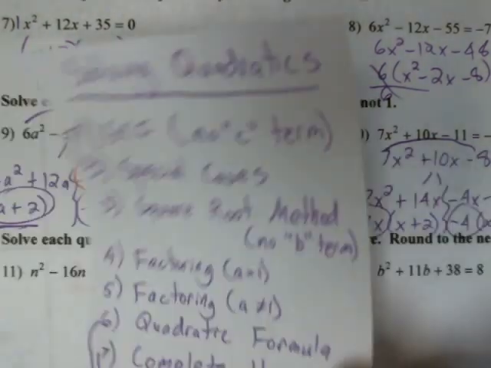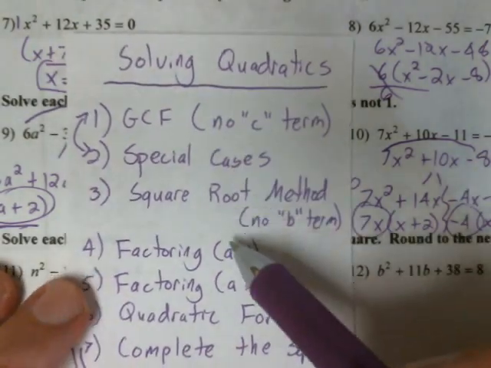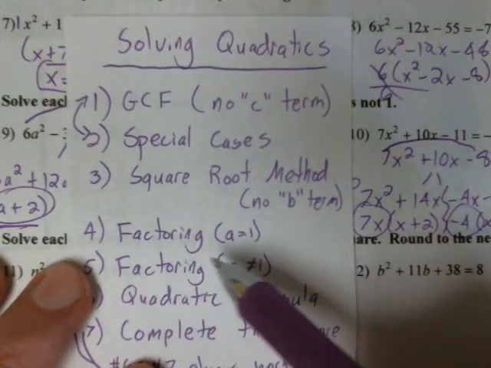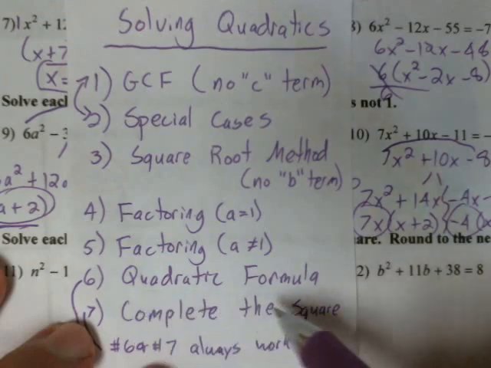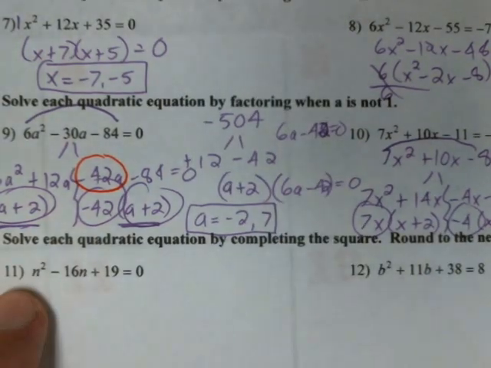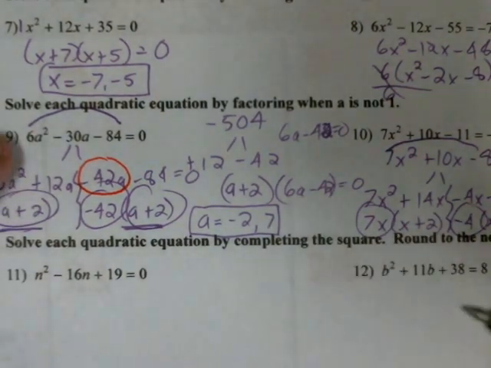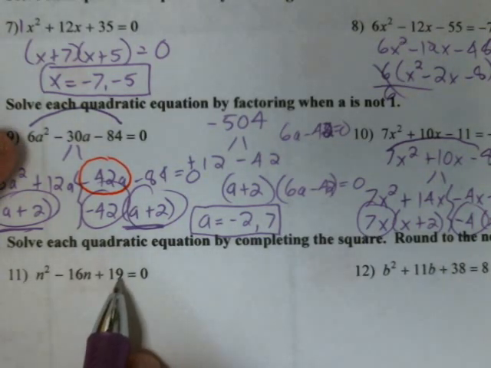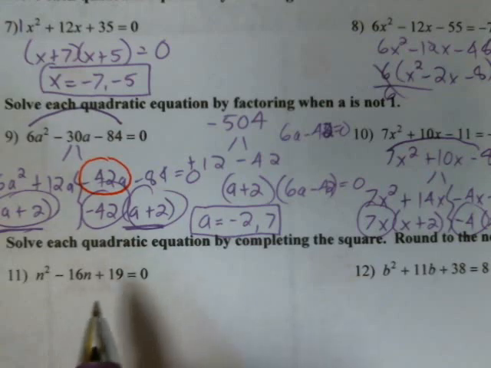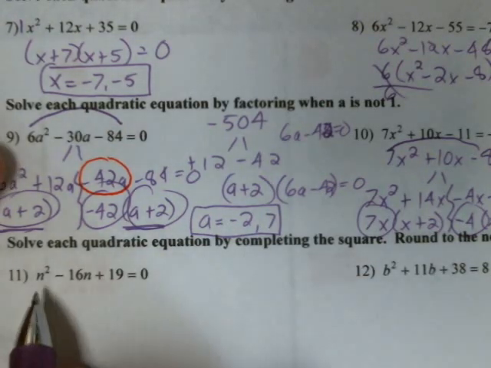So if your A is 1 and you can't factor it, if we try GCF and that doesn't work, we try all these and can't factor it, we can't do A times C, then our last resort is these two. I would only consider completing the square when that guy is a 1. Just trust me on that. If it is a 1, you may proceed. We can't pull out a GCF. There are no factors of 19 to add to negative 16. That doesn't work. So, okay, let's complete the square.